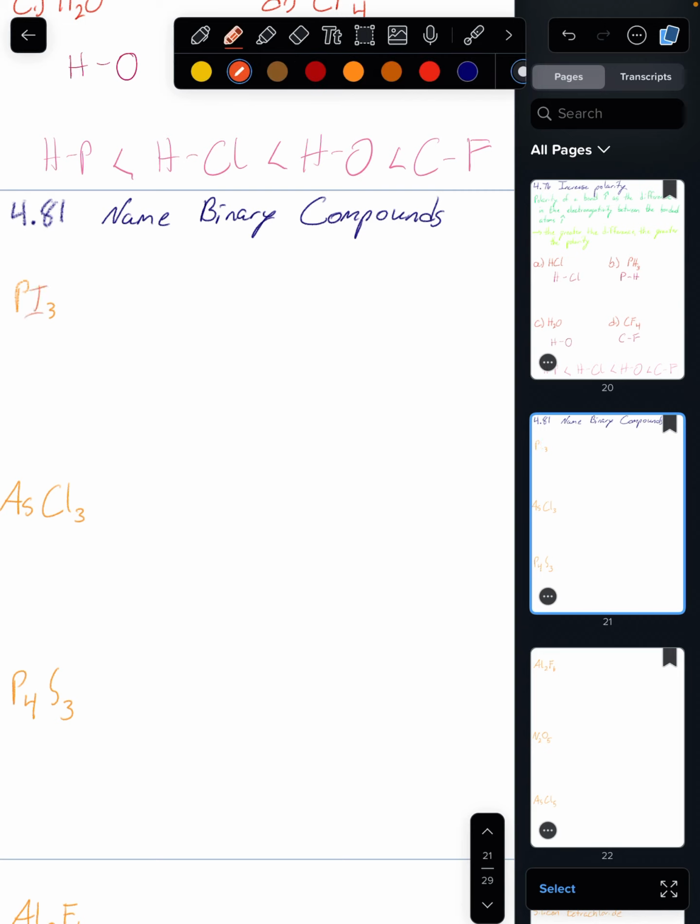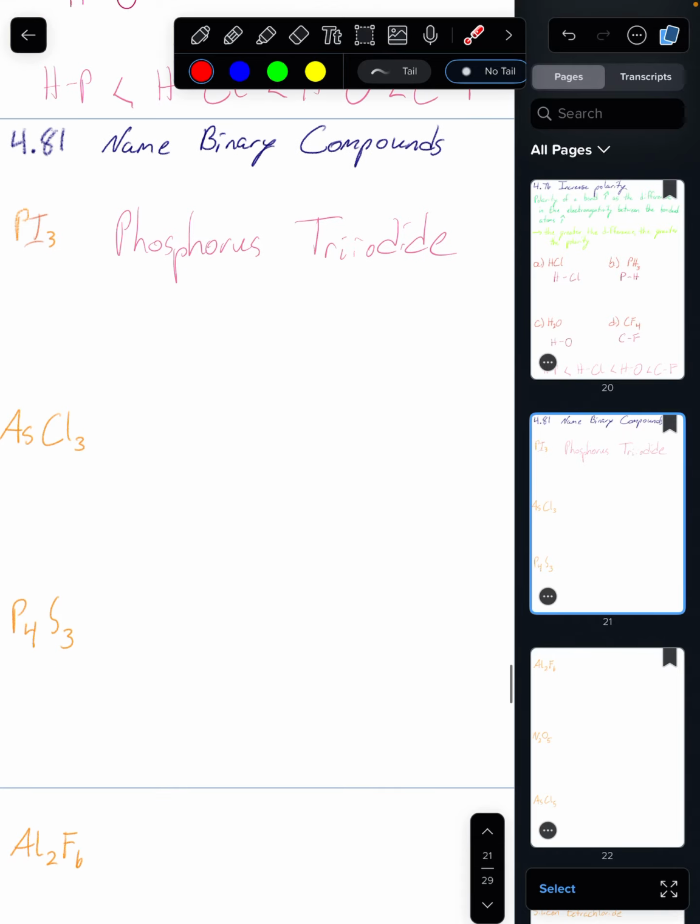That is actually an "I." So in this case, we know that's phosphorus. There's 3 of them. So we know it's tri. And then that's iodine. Tri. Iodide. Because you add on the tri and the ide. Okay? Because we know this one's going to end up being stable.